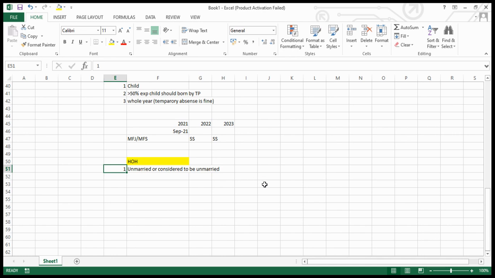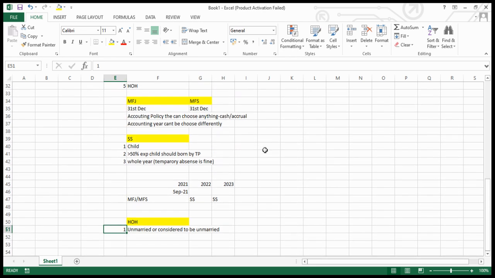This we will make it as HOH condition. Okay. You know about the unmarried, that everyone knows unmarried. What is considered to be unmarried? That means a person got married, but he applied for the divorce and he got it. So in that case, he will not fall under the above category, right? If a person got the divorce on the last day of the tax year, then he will not get the status of MFJ or MFS or surviving spouse. That is clear from here.